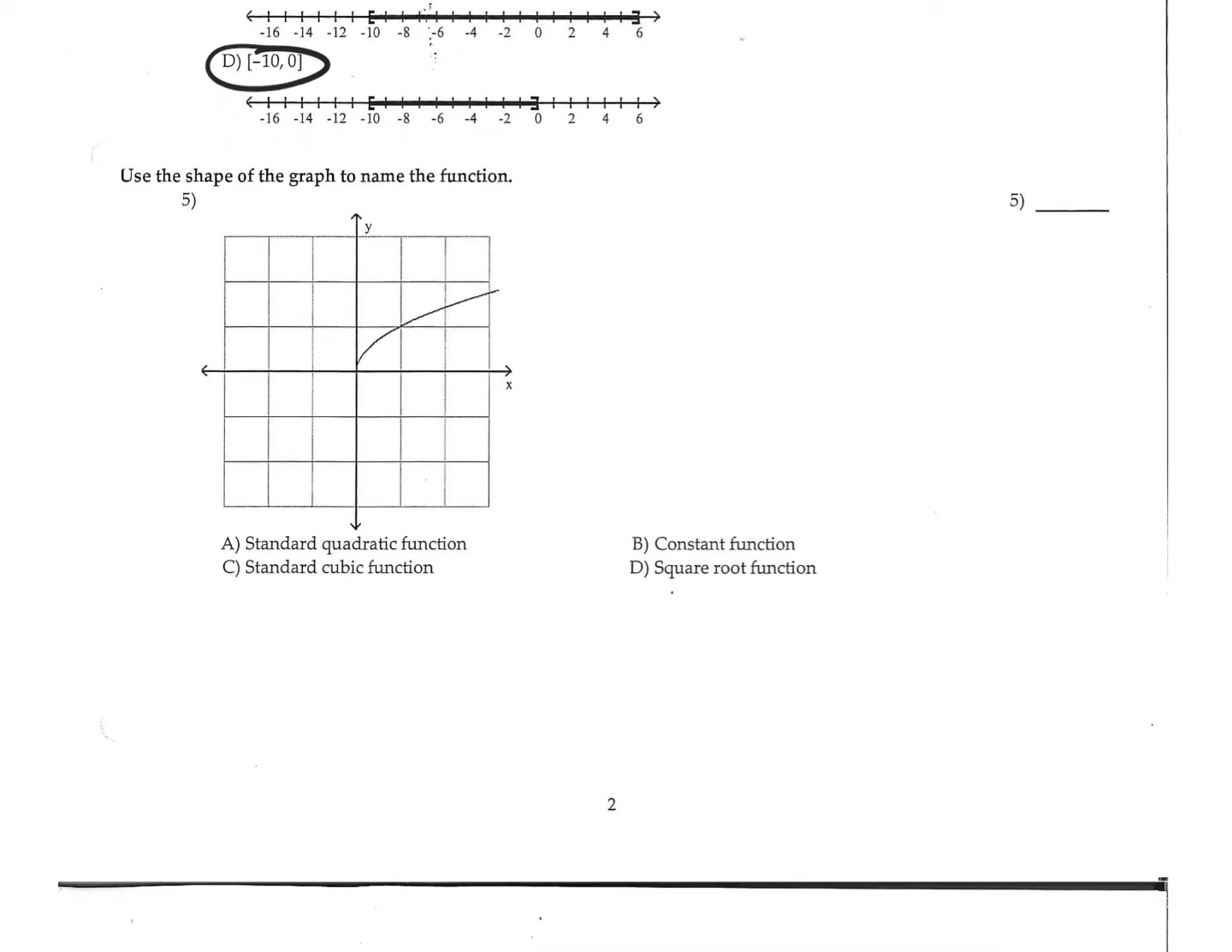We're moving on to some graphs here, identifying parent functions and transformations. On number 5, they are just trying to ask us to name this function. This is a square root function, just based on the shape and the limited domain. We can see here that our graph stops at 0.